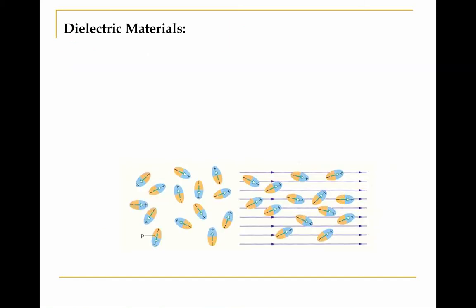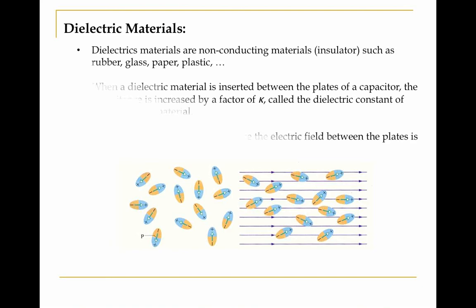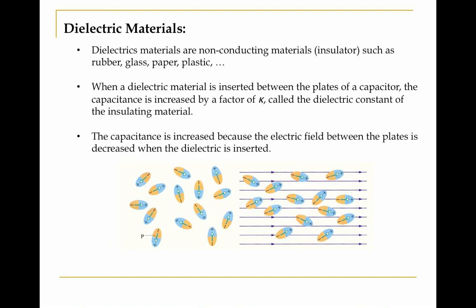One way of doing that is by using something called a dielectric material, by simply inserting a dielectric material in between the plates. So what are dielectric materials? Dielectric materials are non-conducting materials, insulators such as rubber, glass, and so forth. When a dielectric material is inserted between the plates of the capacitor, the capacitance is increased by a factor of kappa, which is called the dielectric constant of the insulating material.